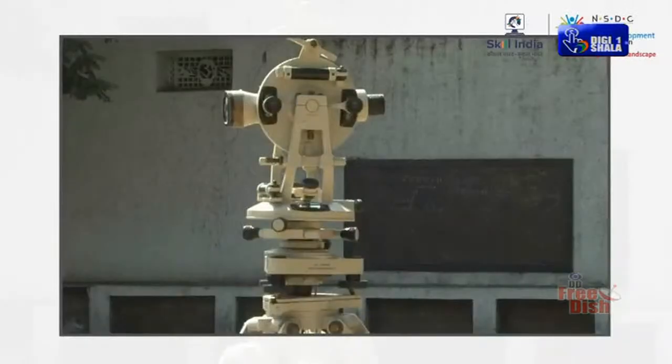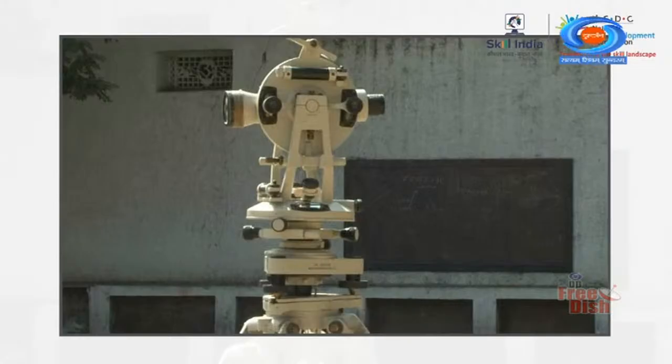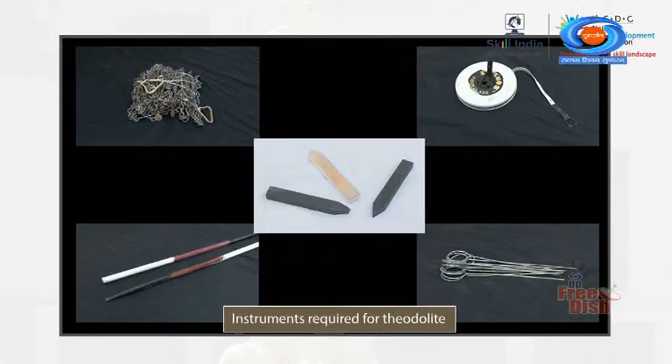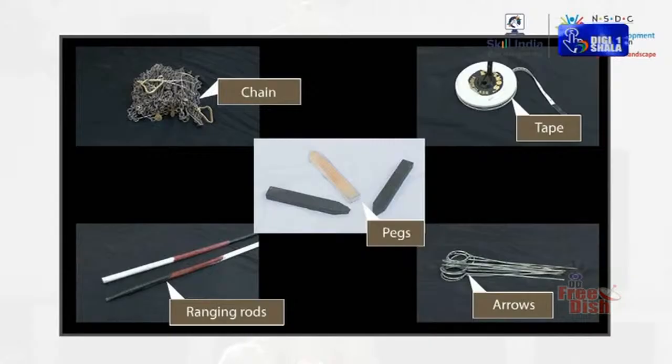In this module, you have learnt the different parts of theodolite and the instruments required for surveying with theodolite. The theodolite is a complex arrangement of various parts, the important among them being the tripod, telescope and frames, leveling head, vertical circle, and the plate bubble. The instruments required for theodolite are chain or tape, ranging rods, arrows, and pegs.